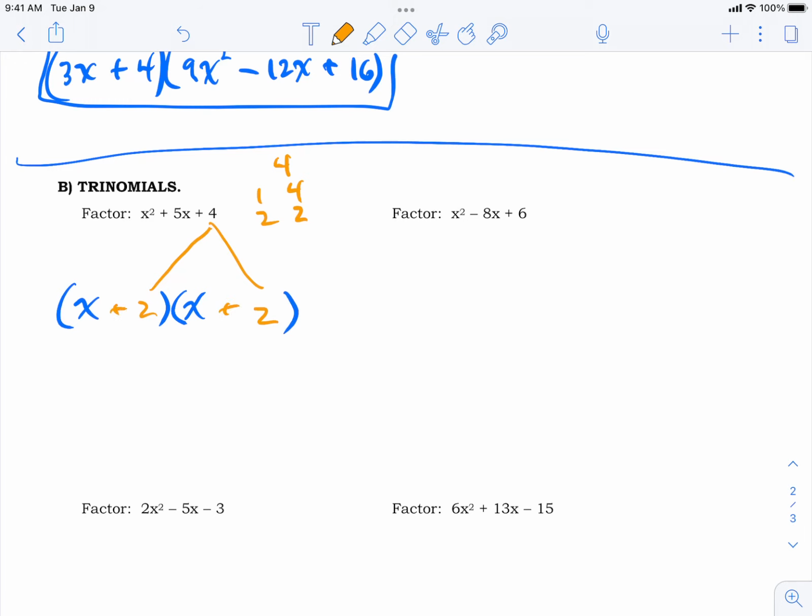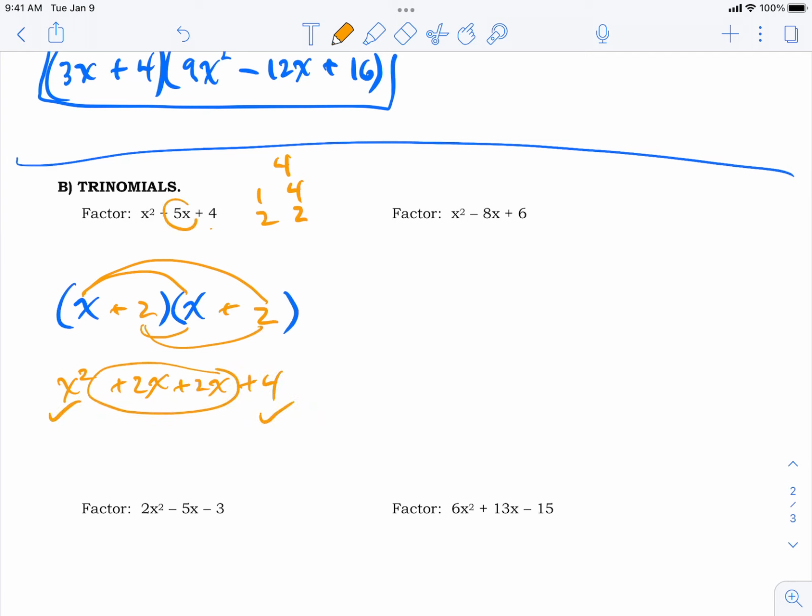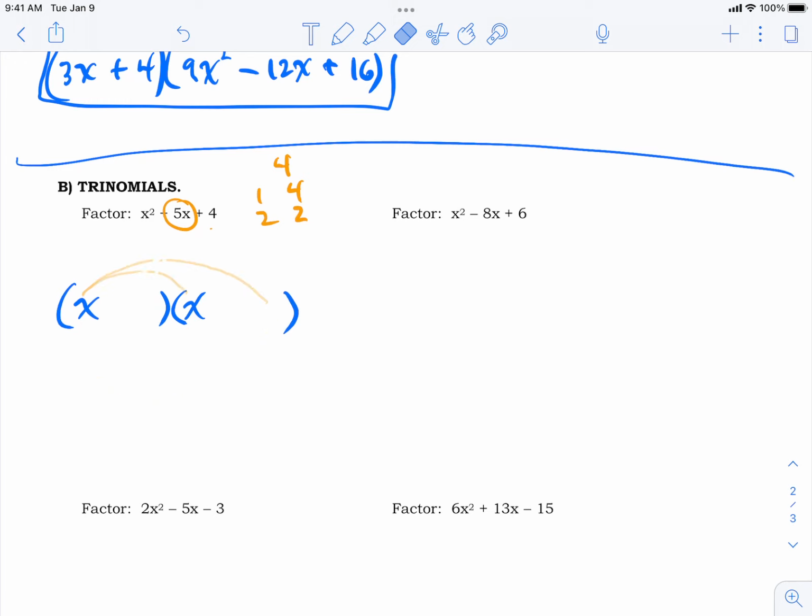Then you'll say, well, let's see. I tried breaking up the 4 that way. What happens? I get x squared, I get plus 2x, I get another plus 2x, and then I get a plus 4. I like the x squared, I like the plus 4, but that's not giving me 5x. If it's not giving me 5x, then that doesn't work, right? So guess again.